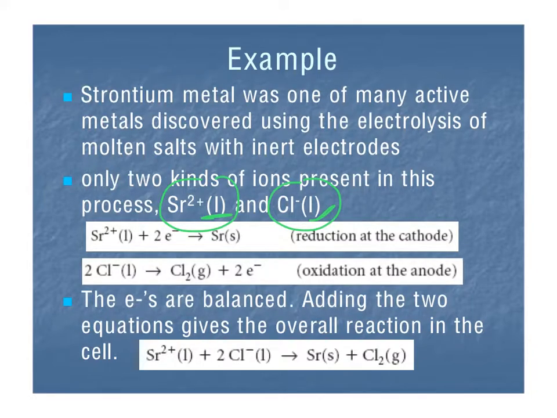There is no water in this molten reaction. Similarly to other reactions, we have the reduction at the cathode, and this is the reduction of strontium ions into strontium solid, and oxidation at the anode, where the chloride ions are oxidized into chlorine gas, producing 2 electrons. Both of these reactions involve 2 electrons, so they're balanced. All we have to do is add them together. So the overall reaction is the reaction of strontium ions with chloride ions to produce strontium solid and chlorine gas.